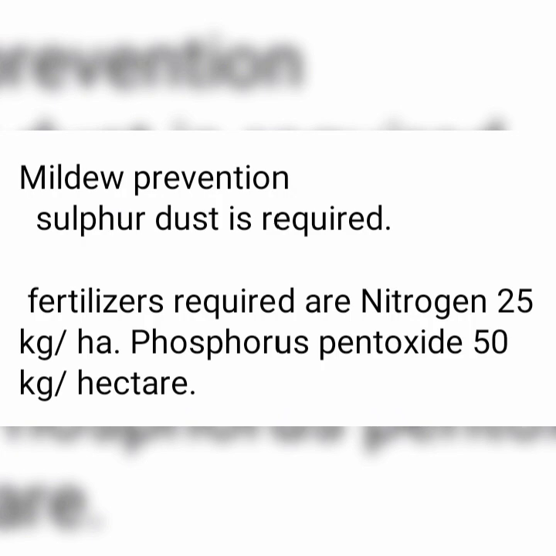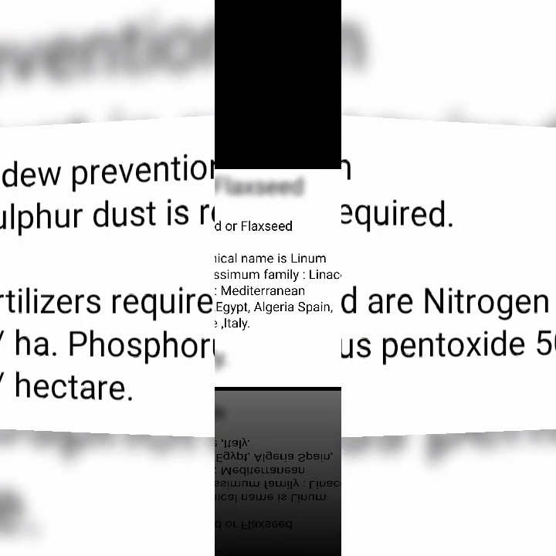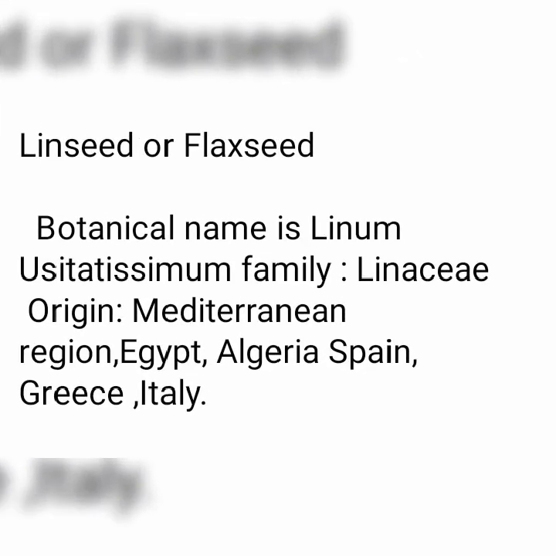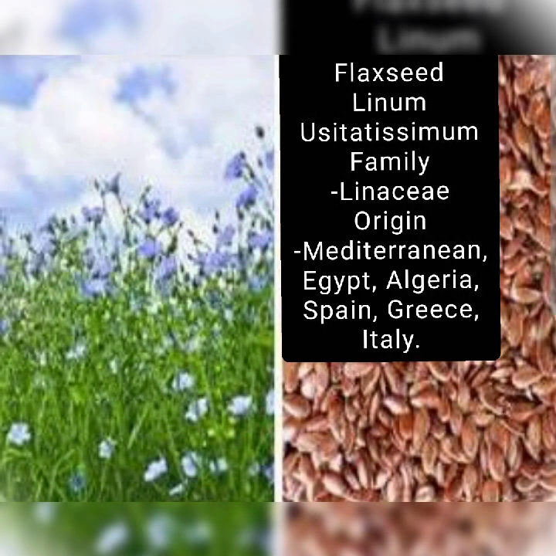The next crop is linseed or flaxseed. Botanical name is Linum usitatissimum, and its family is Linaceae. Its place of origin is the Mediterranean region, that is Egypt, Algeria, Spain, Greece, and Italy. Soil requirements for flaxseed.